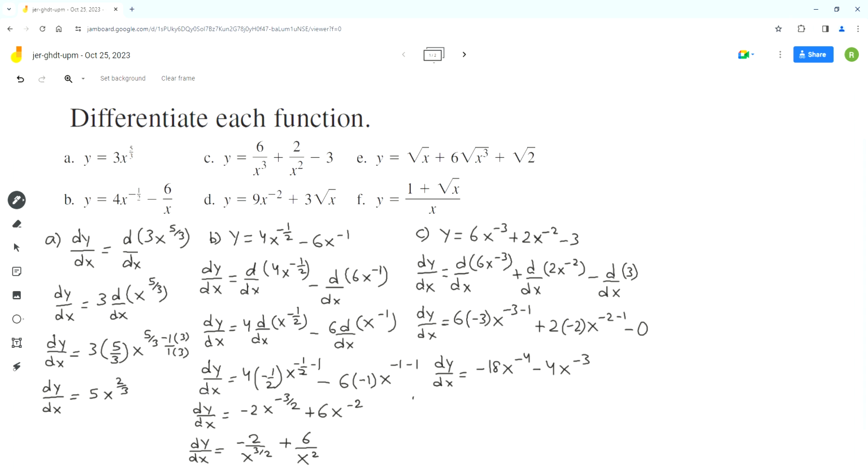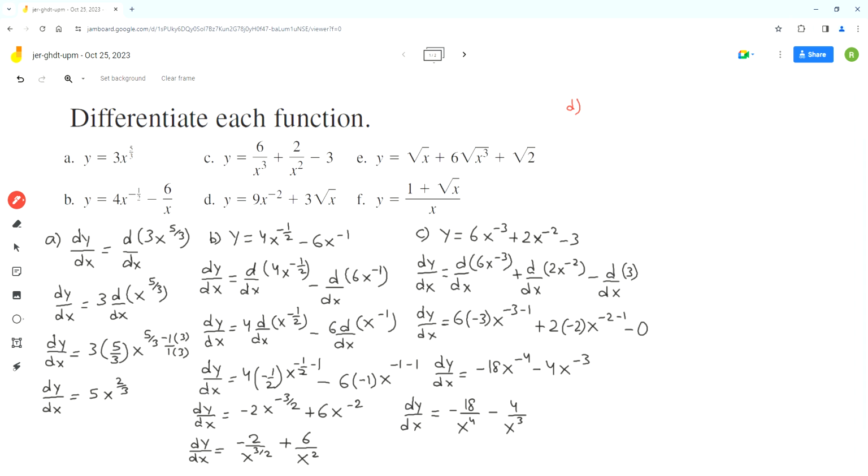Now in the next step, we can move the x terms to the denominator to make the exponents positive. So negative 18 over x to the power 4 and then negative 4 over x cubed. So this should be the final answer for the derivative of part C. So now we can analyze part D.